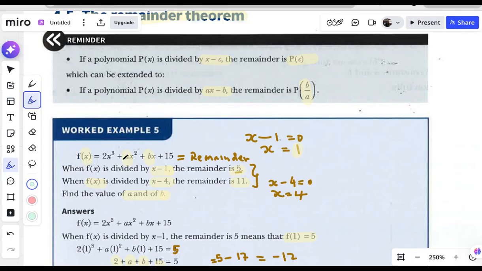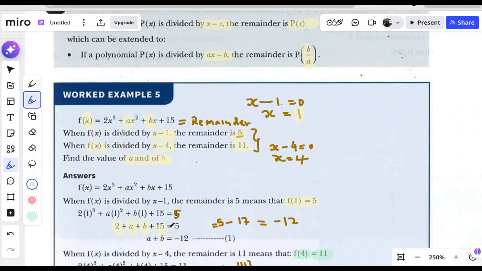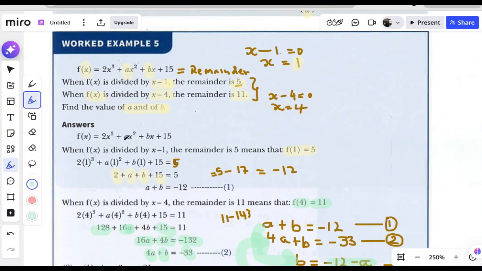So f of 1, substitute it into this function, we get this equation 1. Now, we equate to the remainder. The remainder is 5. So we substitute 1 in this first polynomial, and we equate to this remainder 5. We get equation 1. What do we mean by that? Let's take a look at what we're saying. Here, you say 2x.